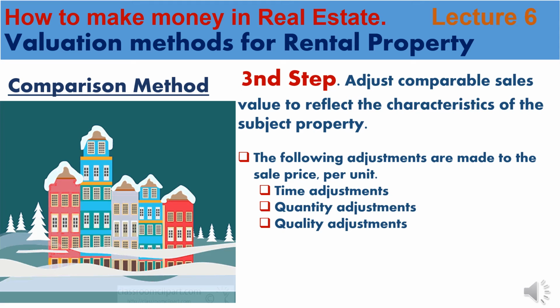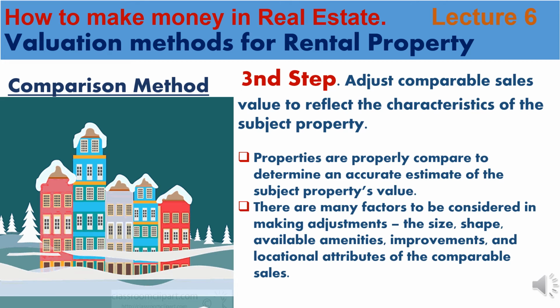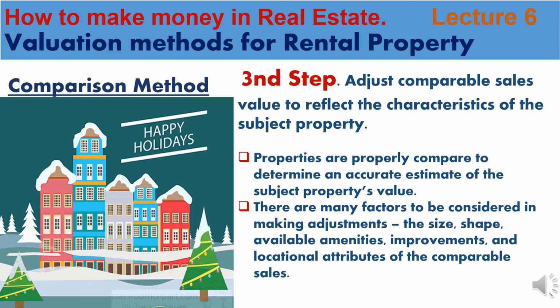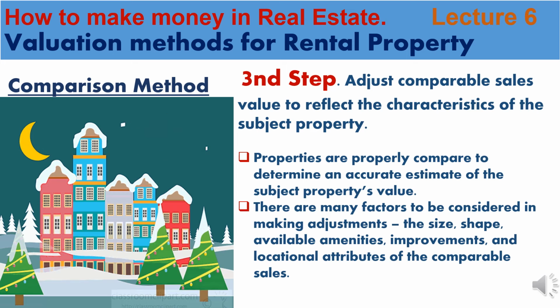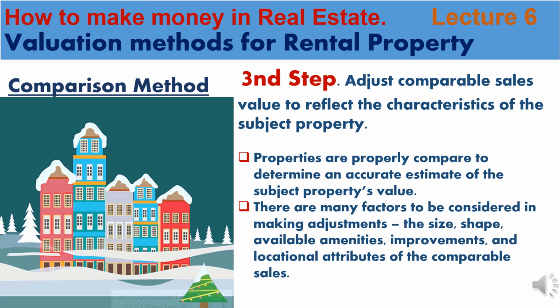The best comparison can be made when the selling price is reduced to a proper unit of comparison. Adjustments are then made to the sale price per unit. It is always best to make any necessary time adjustments first, then apply the total of all other adjustments to the time adjusted price per unit to arrive at a fully adjusted price per unit from each comparable. Properties are properly compared to determine an accurate estimate of the subject property's value. There are many factors to be considered in making adjustments: the size, shape, available amenities, improvements, and locational attributes of the comparable sales.